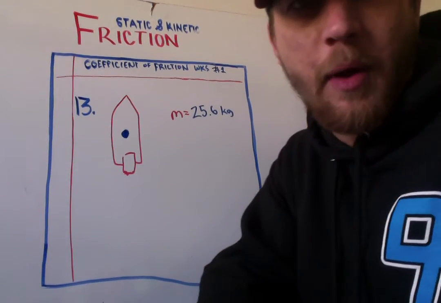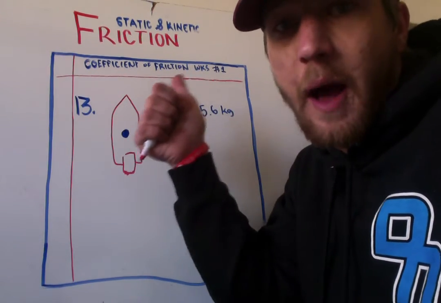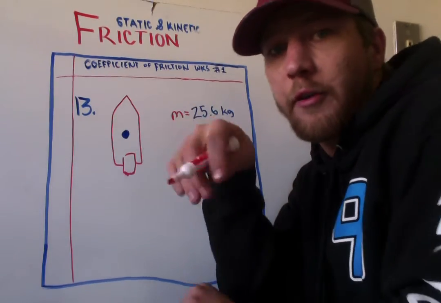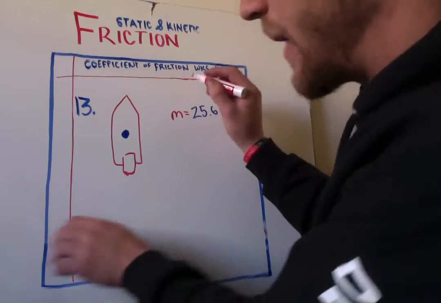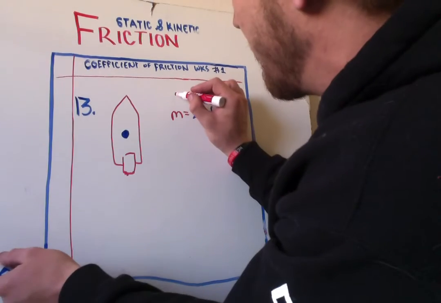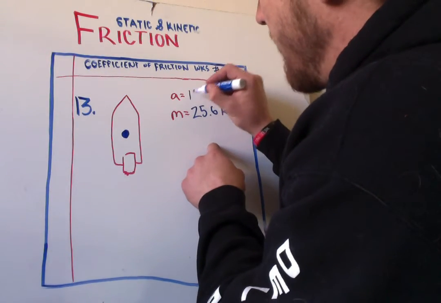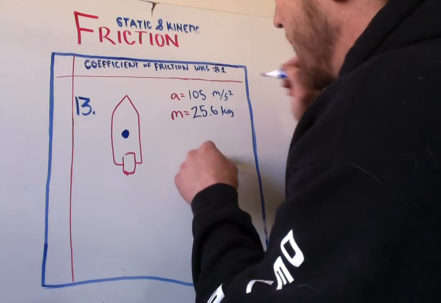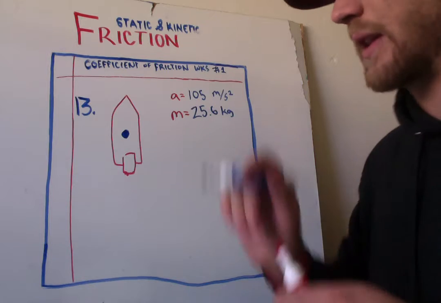Okay, now the problem continues and says it accelerates upward at an acceleration of 105 meters a second squared. So we know that acceleration equals 105 meters a second squared. Okay, and that's of this rocket. So I can put A of R, I'm just going to leave it.